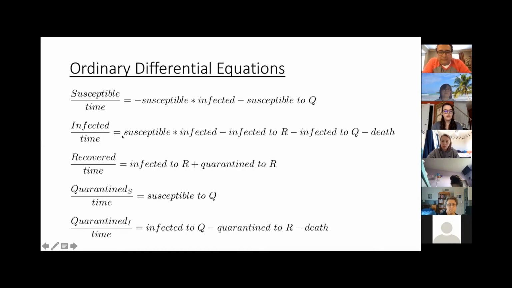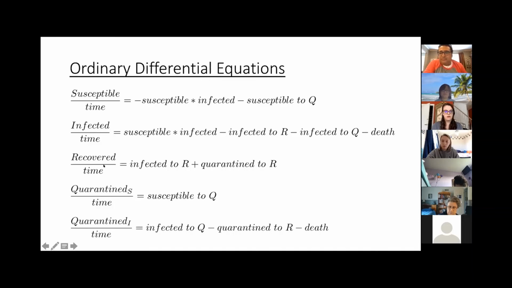Similarly, there are going to be more infected people when a susceptible comes in contact with the infected. They will move from the susceptible population to the infected population. And then either the infected can become recovered, the infected can move to quarantine, or the infected can die.